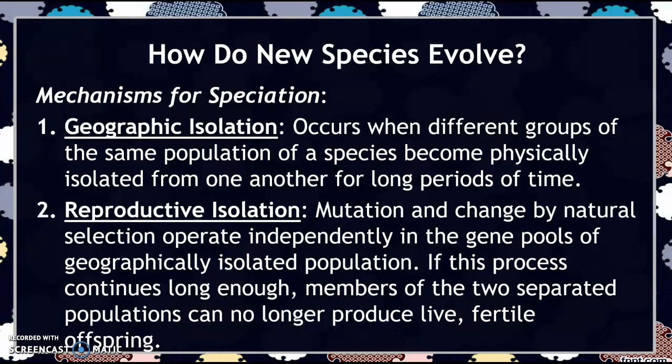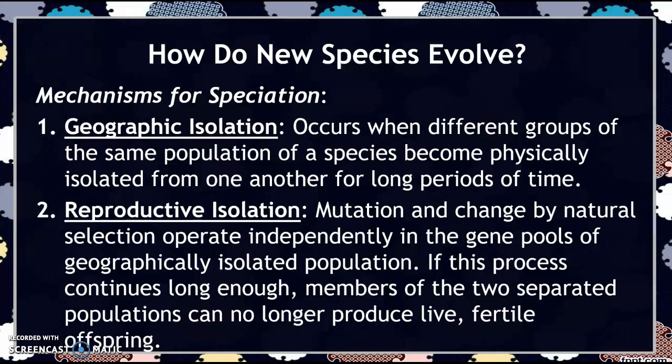There are two basic steps or mechanisms for speciation. First, we have geographic isolation, and this occurs when different groups of the same population of a species become physically isolated from one another for long periods of time. So this could be through tectonic plate division, through fissures caused by earthquakes, through vast areas of species wipeout due to volcanoes.